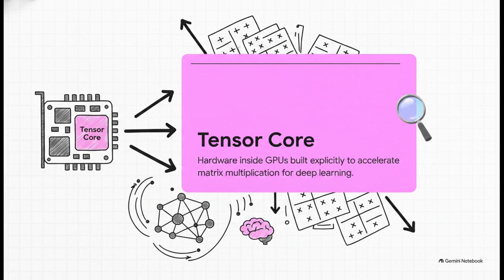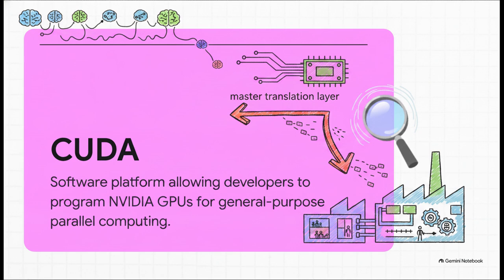But look, hardware is pretty much useless without instructions, right? So, to orchestrate this massive factory, developers use something called CUDA. Think of CUDA as the master translation layer. It links high-level AI frameworks like PyTorch directly down to the physical hardware. This means programmers can build incredibly complex AI models using simple software languages, and CUDA just translates all of that into instructions for the millions of workers on the GPU floor. And the best part? No one has to manually wire individual transistors to make it happen.